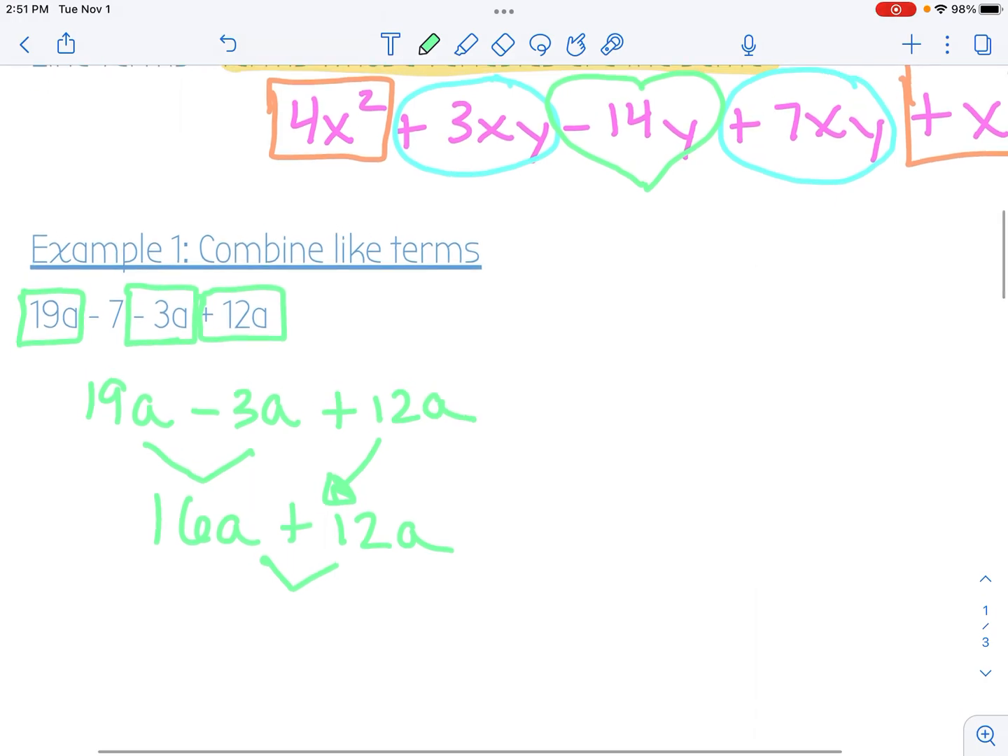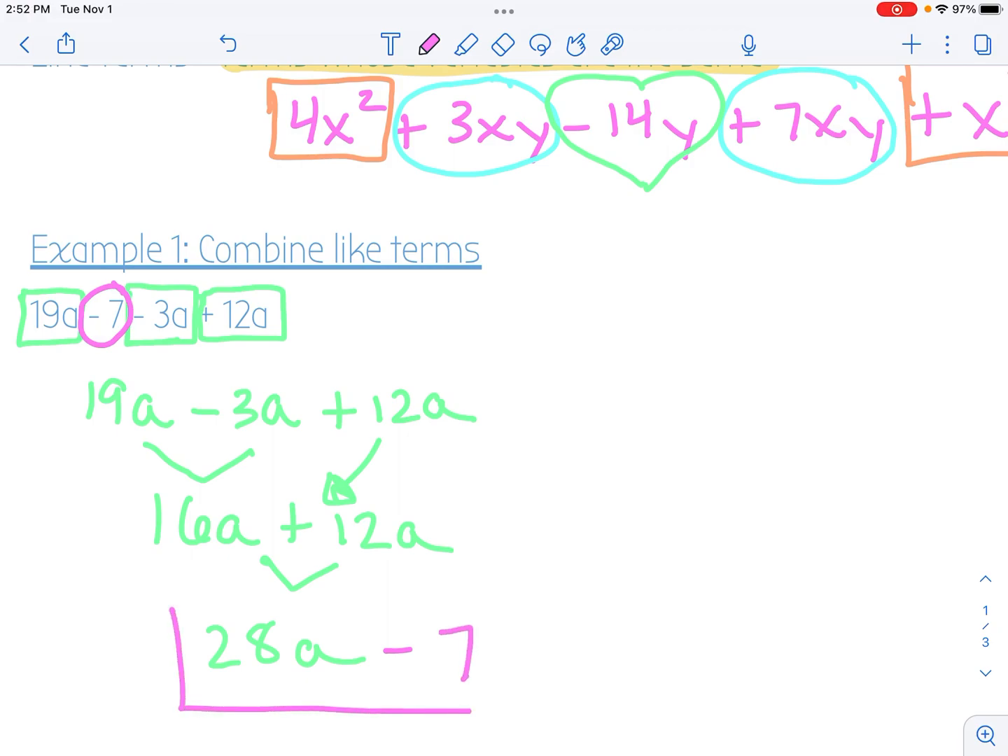We just have two whole numbers here that we are adding. 6 plus 2 is 8. 1 plus 1 is 2. So I have 28a. And then last but not least, my last term was a minus 7 that was all by itself. So my equivalent expression is going to be 28a minus 7. That is my simplified expression when I combined my like terms.